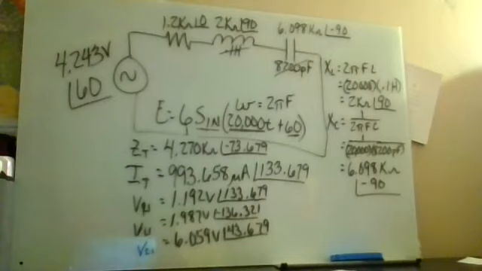When entering the micro amps into the calculator for VR1, if you saved your I total, you don't have to. Well, I did not this time. So then you put it in as 993.658, exponent negative 6, because micro is negative six, at an angle of 133.679.